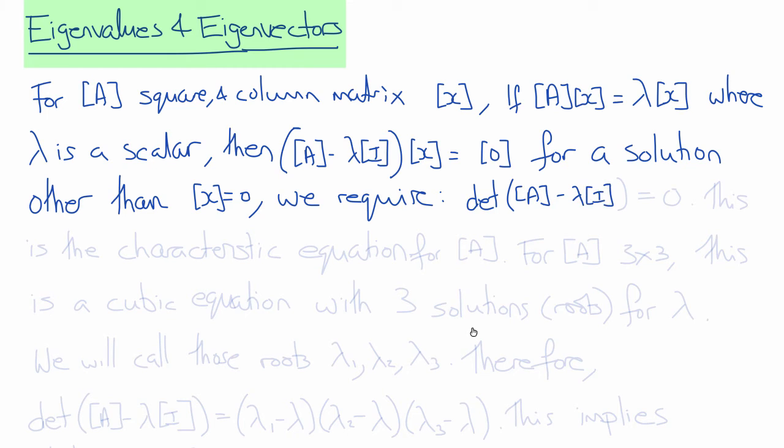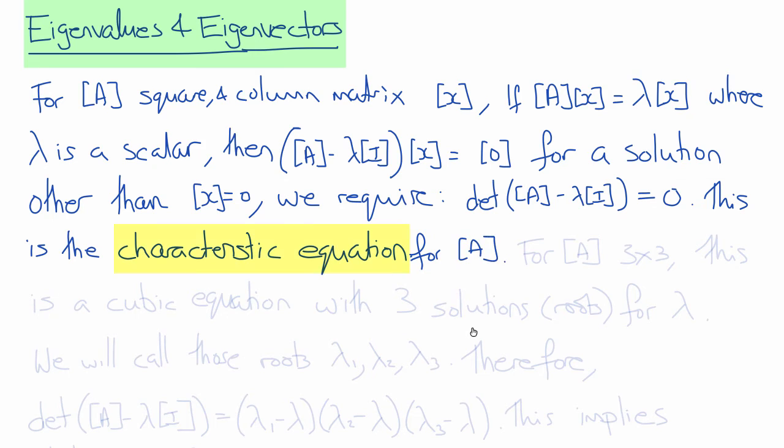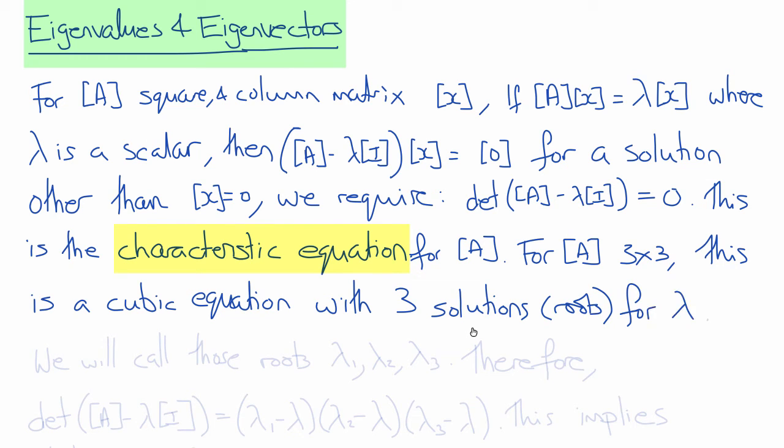Now the determinant is a scalar quantity, so this is a scalar equation, and that scalar equation is called the characteristic equation for A. And if A is a 3 by 3 square matrix, then its characteristic equation would be cubic in lambda, meaning that it would have 3 possible solutions or roots. And of course, these roots, lambda 1, lambda 2, lambda 3, are the eigenvalues.